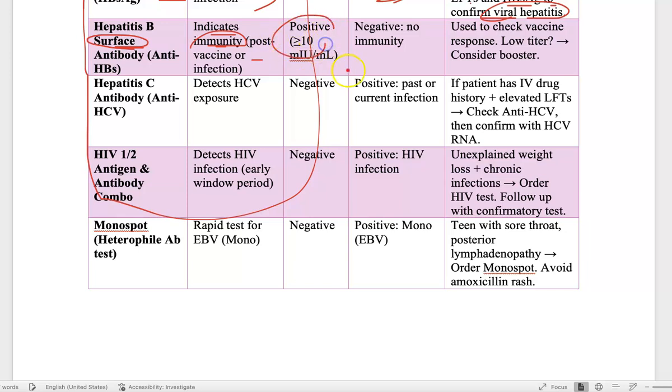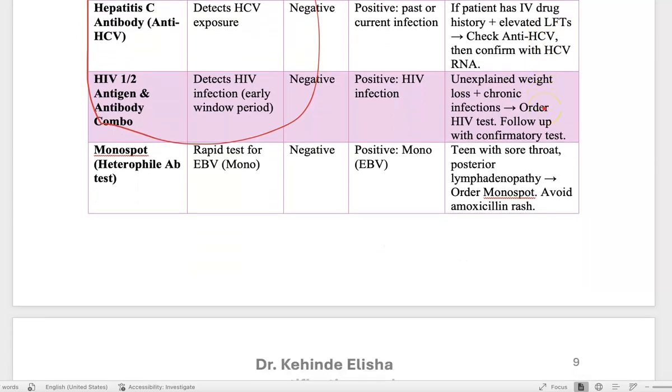So if it is positive, more than 10, that's what we want. If it is negative, that means you lack it. That means you don't have a police protecting you. It is used to check vaccine response. Low titer, you have to consider a booster.